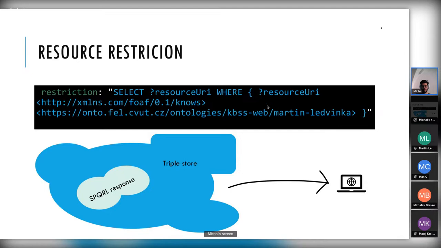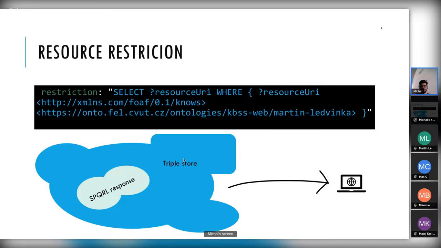So then we can also use some other attributes with the restrictions. Basically, if we have a large amount of data, we can restrict the rendering only to some specific query. So we can use the SPARQL query in the attribute restriction. For example, in this one, I'm selecting all the resources which know some resource Martina Dvinka. So all resources that know Martina Dvinka will be presented here.